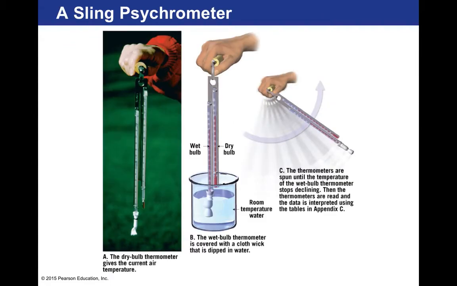So here's a picture of a sling psychrometer. You're going to see on either side there's two thermometers, and on one side there's a piece of cloth that can be put into water to make it wet, and you're measuring the temperature differences between the two thermometers. If the temperatures of the two are the same, that means you're at 100% relative humidity.